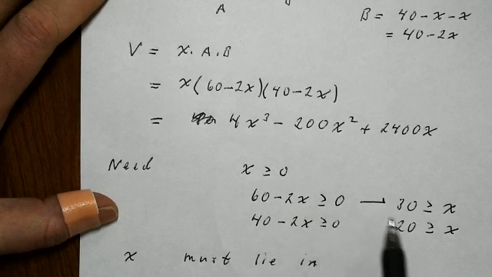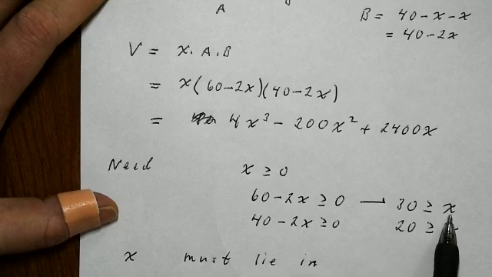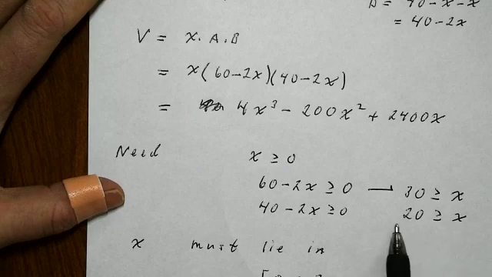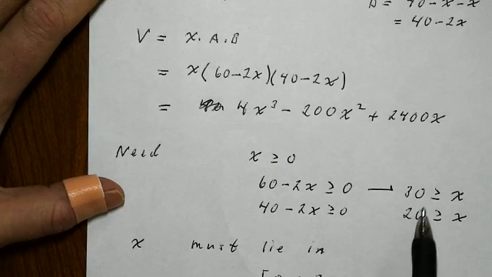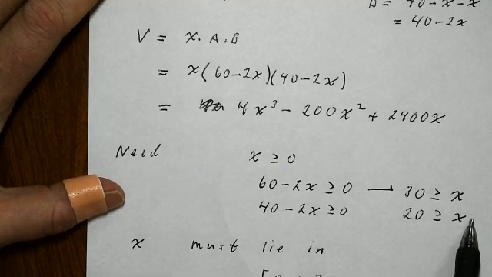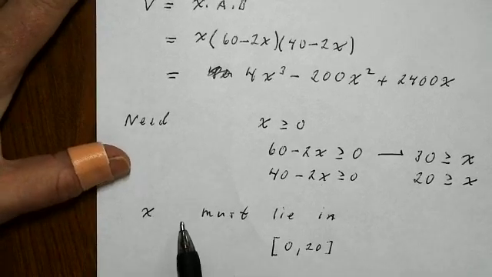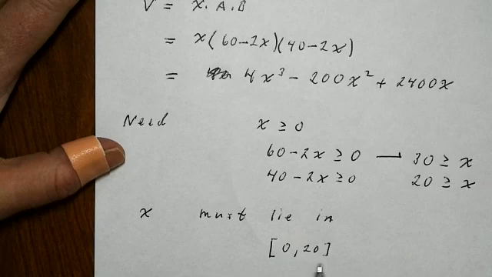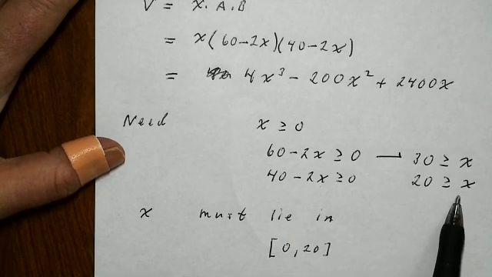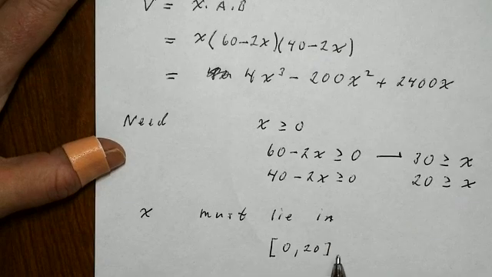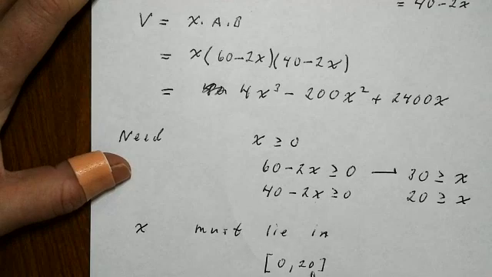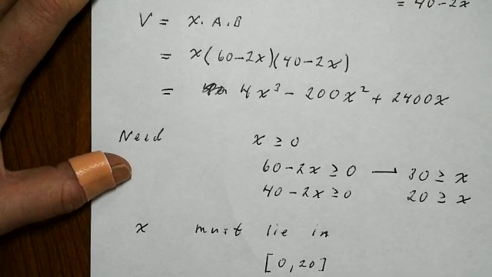If we solve this for x, it says that 30 has to be greater than or equal to x. If we do the same thing here, this says that x has to be less than or equal to 20. So the more restrictive of those two is that x has to be less than or equal to 20. So the permissible values of x have to lie between 0 and 20, and actually not including 0, not including 20, because then the volume would be 0. So we want now to maximize the volume, restricting our x values to be between 0 and 20.